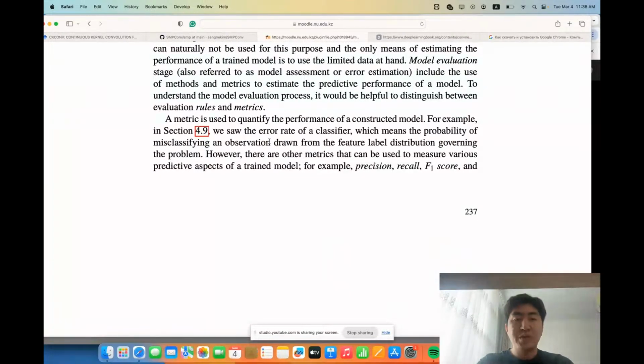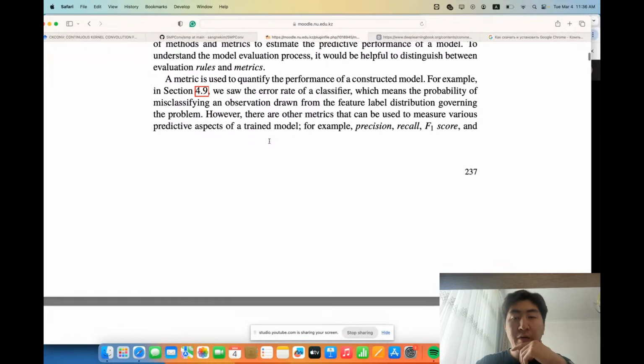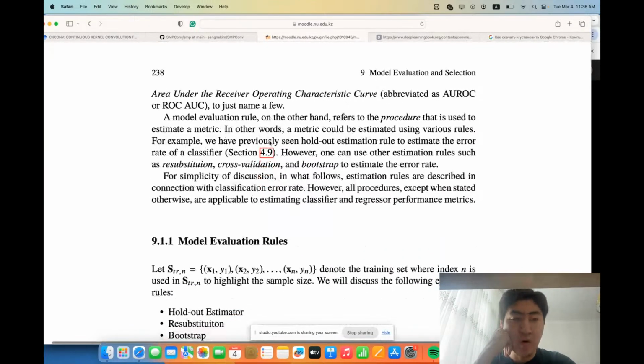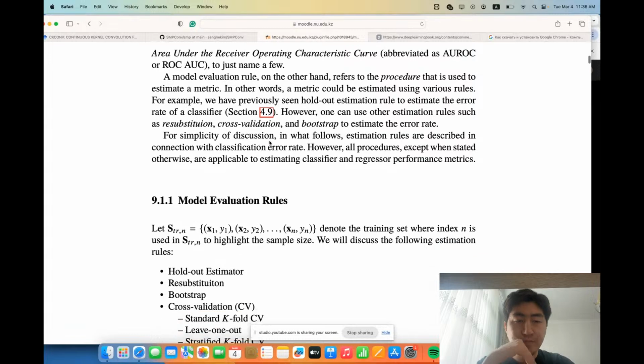A metric is used to quantify the performance of a constructed model. For example, in the previous section we saw the error rate of the classifier, which means the probability of misclassifying an observation drawn from the feature-label distribution governing the problem. However, there are other metrics that can be used to measure various predictive aspects of a trained model. For example, we will talk today about precision, recall, F1 score, and the receiver operating characteristic curve, ROC, and the area under the curve.